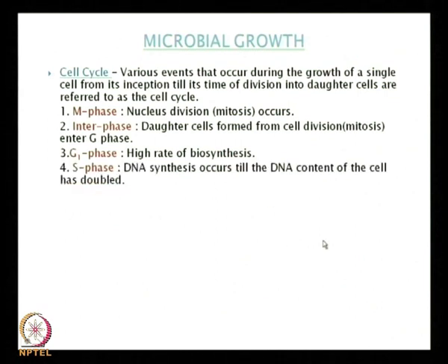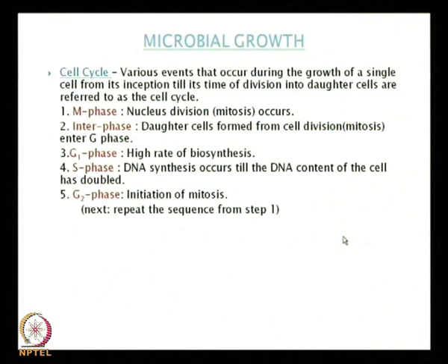The next phase is known as S phase, because what happens in this phase is DNA synthesis occurs. The first G1 phase is all part of the growth phase again, but it is essentially biosynthesis of different elements, and these different elements come into the cell. And the next S phase is a very important phase where DNA synthesis occurs till the DNA content of the cell has doubled. And then is the G2 phase, the final phase, which is the initiation of the mitosis.